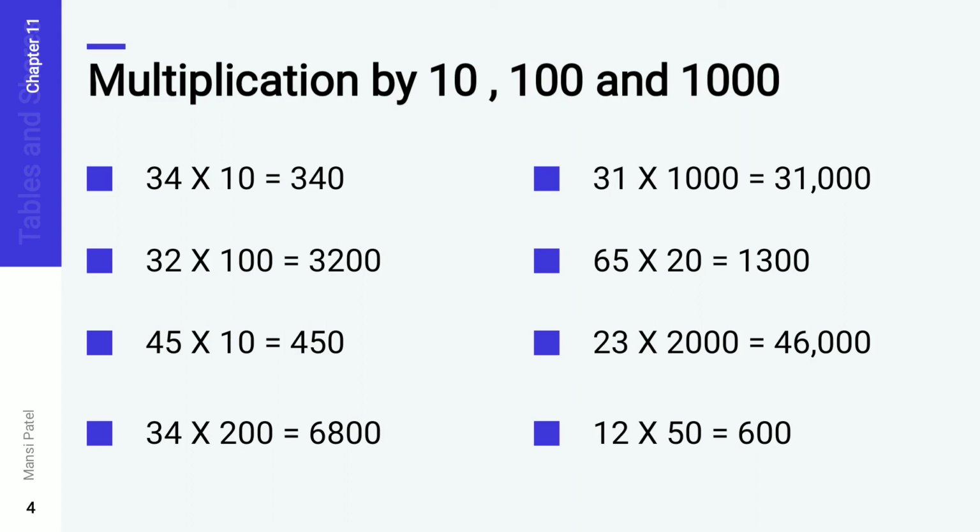So 12 5s are 60, and after 60 you have to write down one zero. So what is your answer? Your answer is 600.